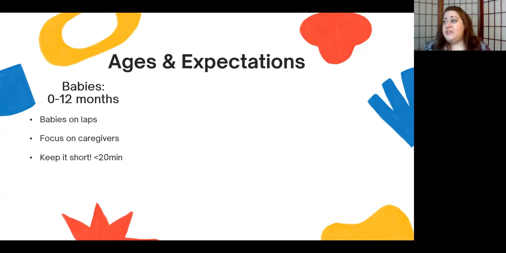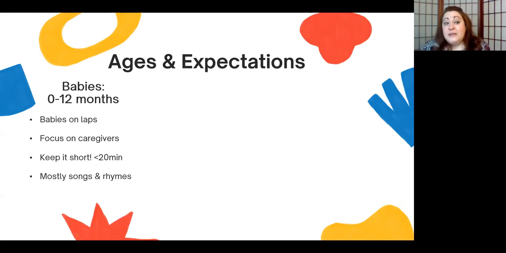Definitely keep it short for this age range. You know, obviously babies don't have much of an attention span, but in addition to that, you're dealing with feeding times, with nap time, with just getting tired and a little grumpy. And so just keeping it short is really ideal.